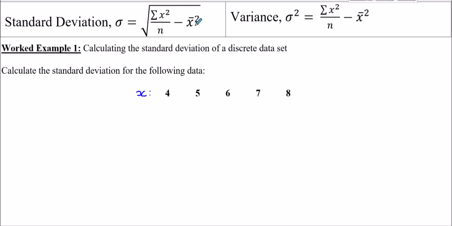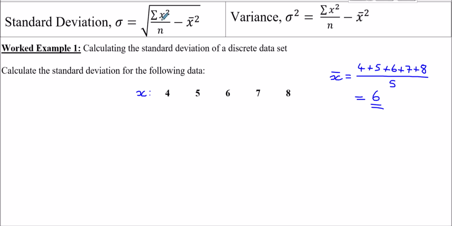What we can work out here is the mean. The mean is x bar, so we add them all together and divide by how many. There's 1, 2, 3, 4, 5 values. So we're going to do 4 plus 5 plus 6 plus 7 plus 8, divide that by 5. And what you should see is that the mean is 6. There's also symmetry as well. The numbers are going up evenly, uniformly in ones, and the middle number's 6. So the median will also be the mean. So x bar is 6.